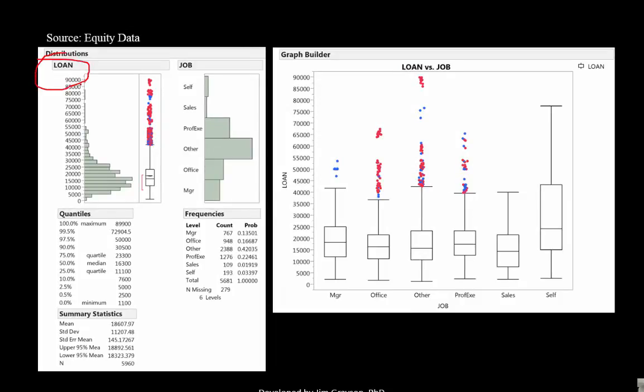We have some continuous variable like loan and some categorical variable with 1, 2, 3, 4, 5, 6 levels. We want to know, perhaps, is there a difference in average between the average loan and the levels, or are they all the same?